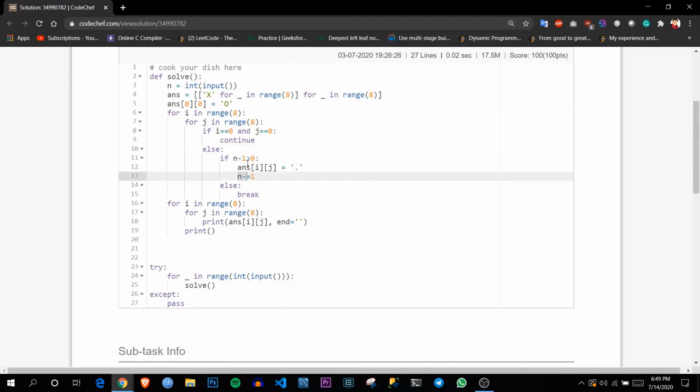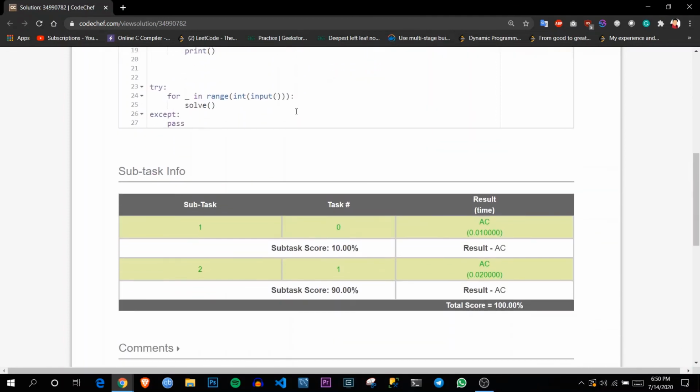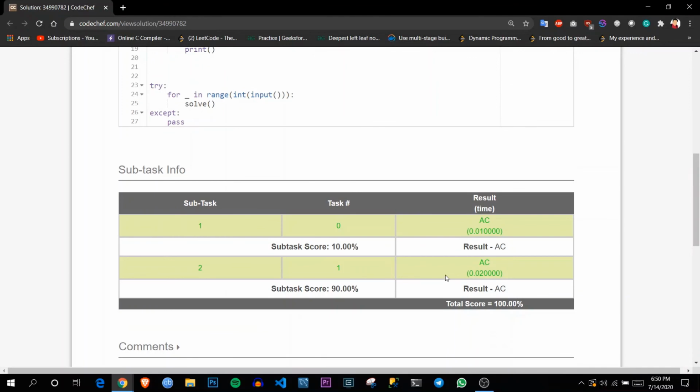Up till n minus 1 is greater than 0, we are putting empty spaces for the king to move, which is denoted by this dot. And after that we are just breaking out of this loop and we are printing the answer. So this was a very simple logic, but if we just see the problem at first, it is a bit tricky to come up with. So that's why I have made this video. As we can see, this got accepted.